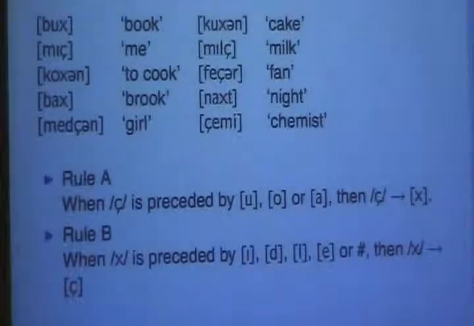It might be that ha is the phoneme, and hya is the way you say ha if you're German. There's a rule turning ha into ch.